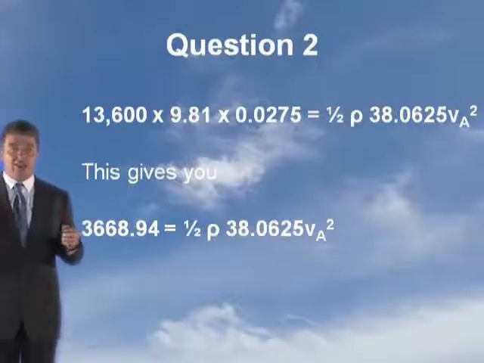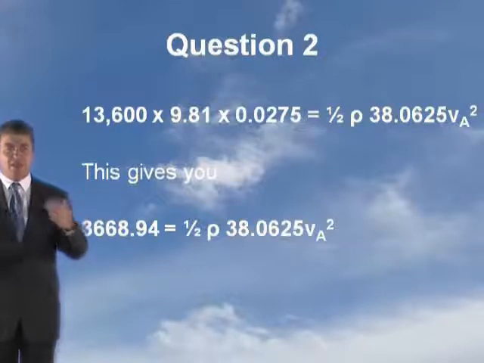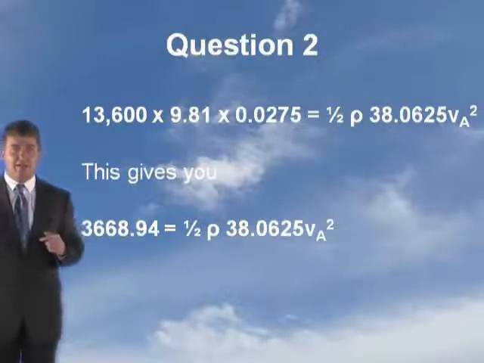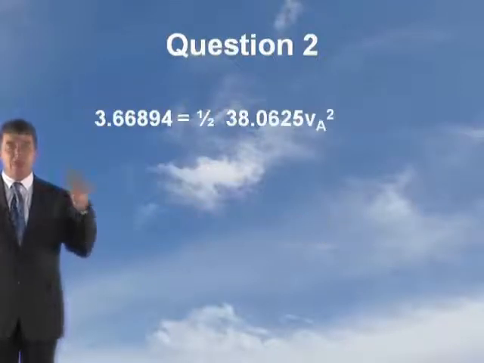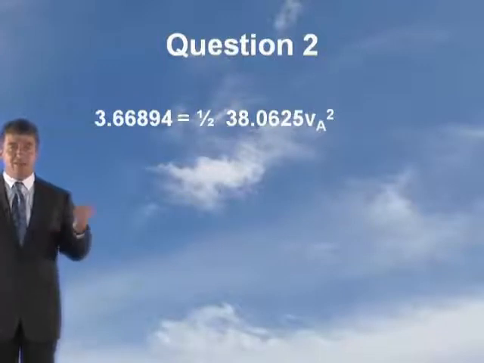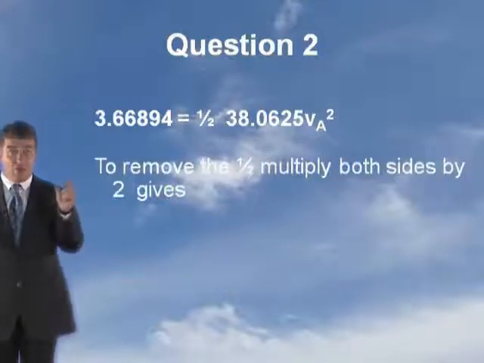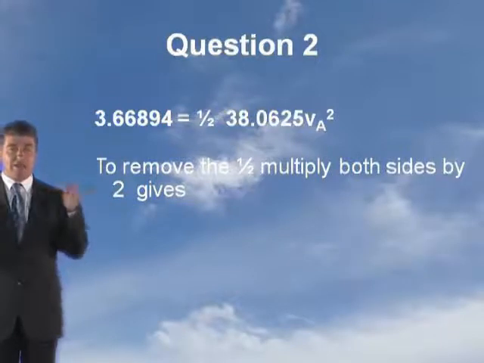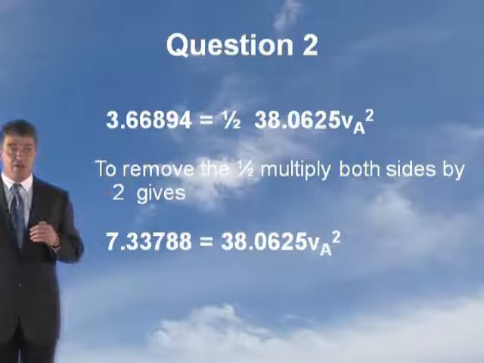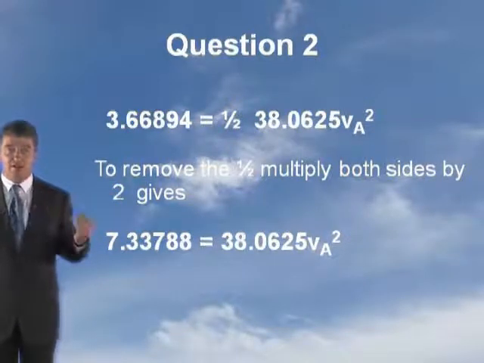Transpose both sides, knowing the density of water is 1,000. If you divide both sides by 1,000, you can lose that density. That gives you 3.66894 equals a half times 38.0625 VA squared. To remove the half on the one side, you multiply both sides by 2. It gives you 7.33788 equals 38.0625 VA squared.